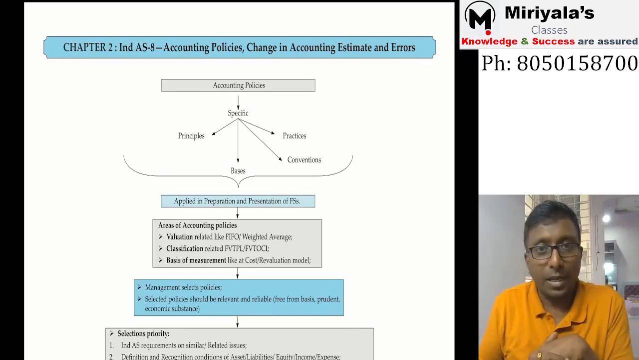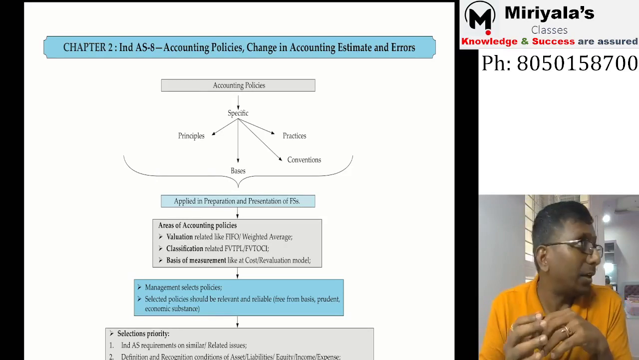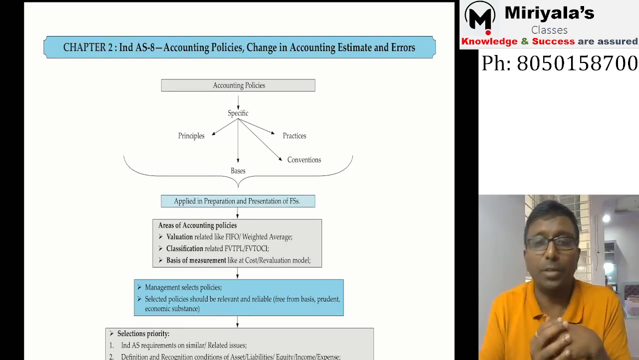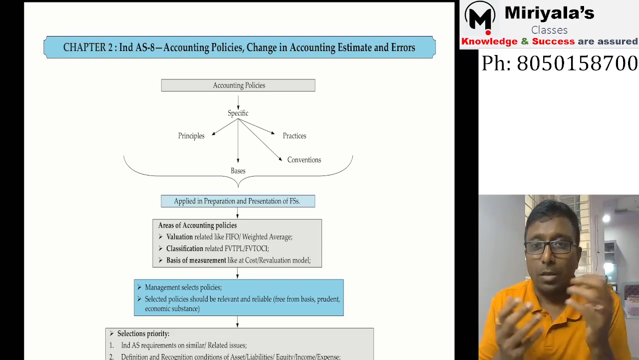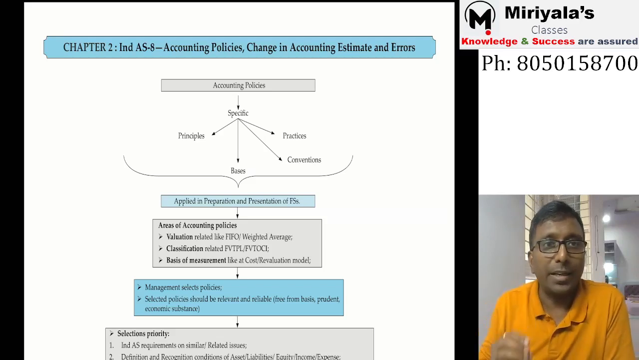Yeah, so let's have a discussion about Ind AS 8. That's a very quick revision. I'll not take too much time. At the same time, we'll get into the MCQs as usual. Right. See, Ind AS 8.